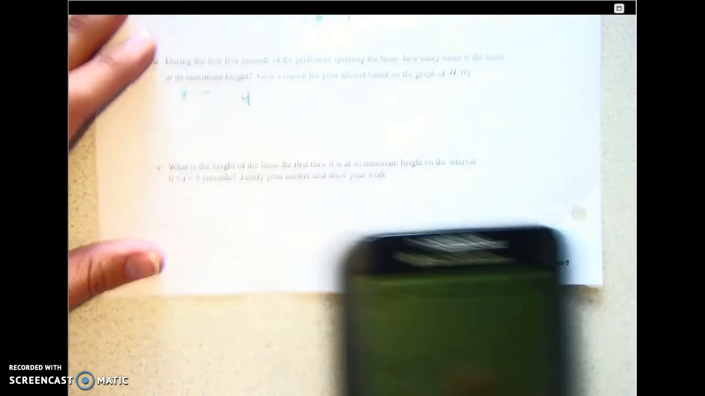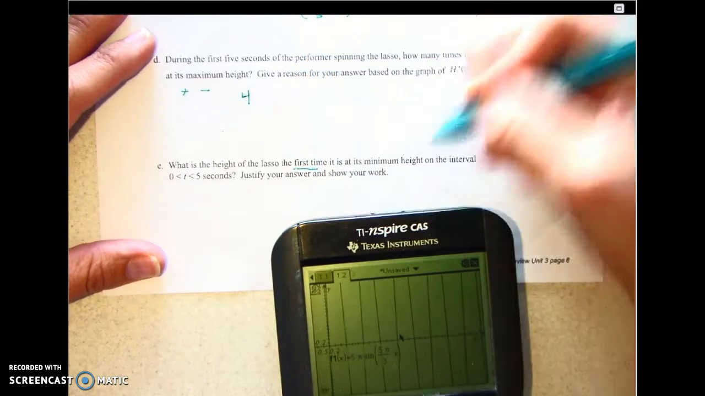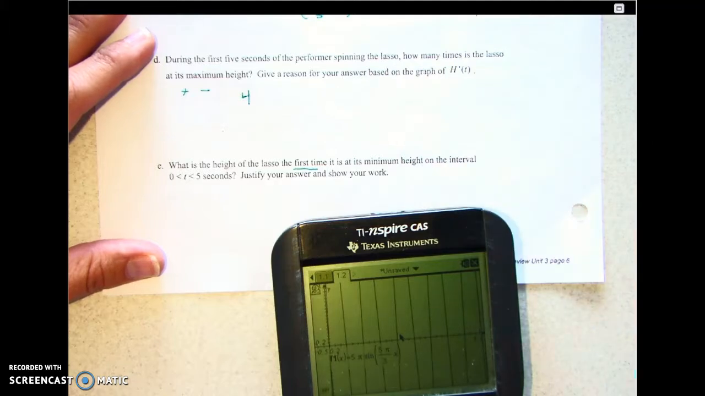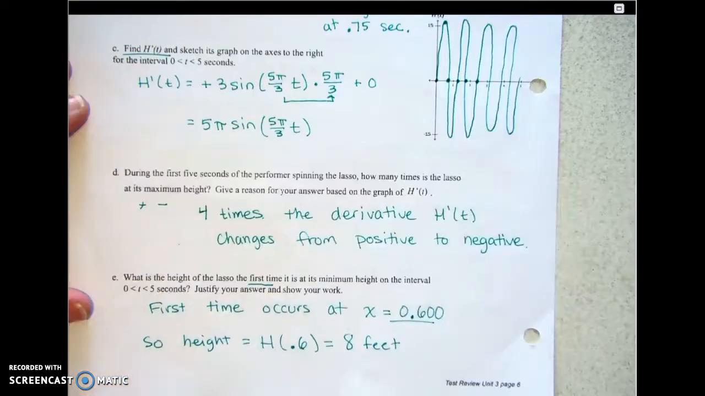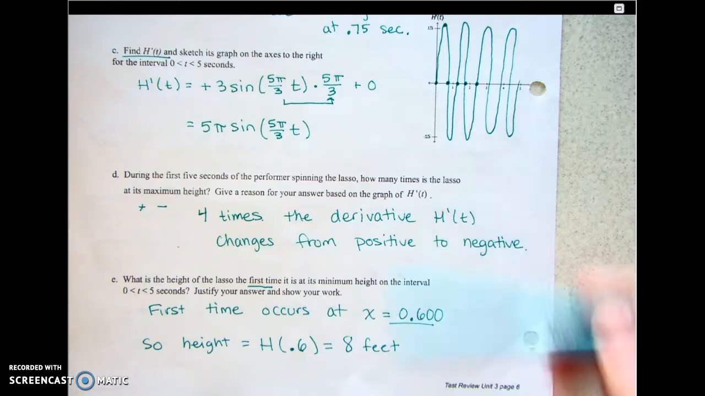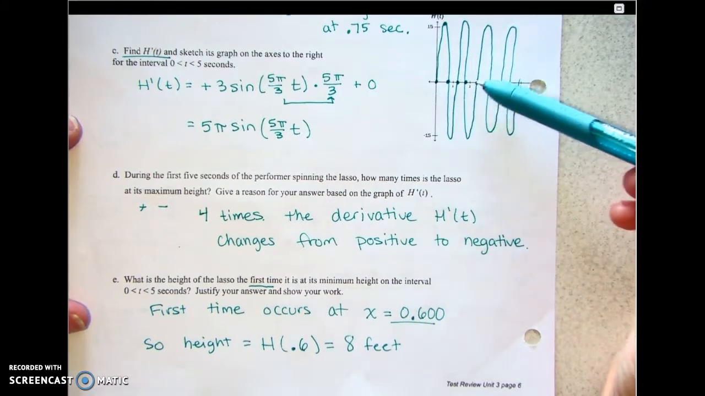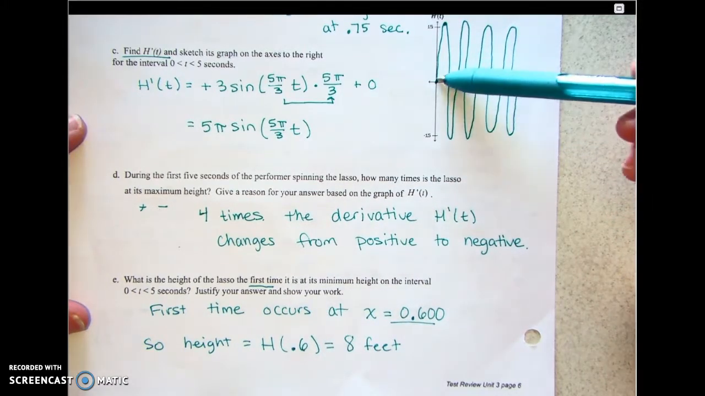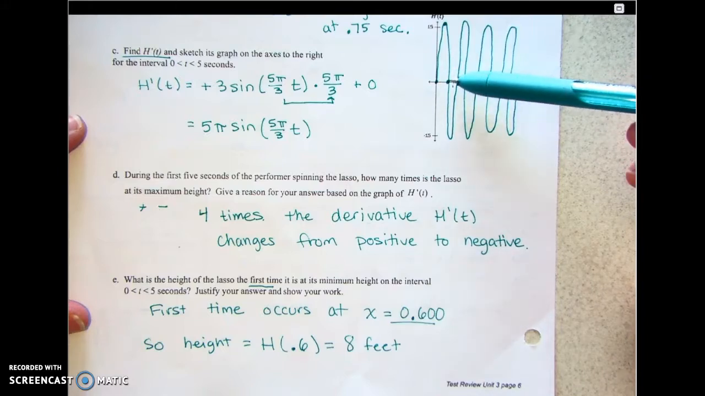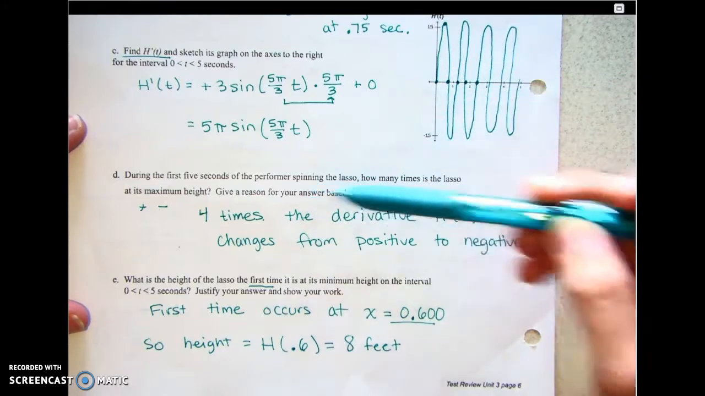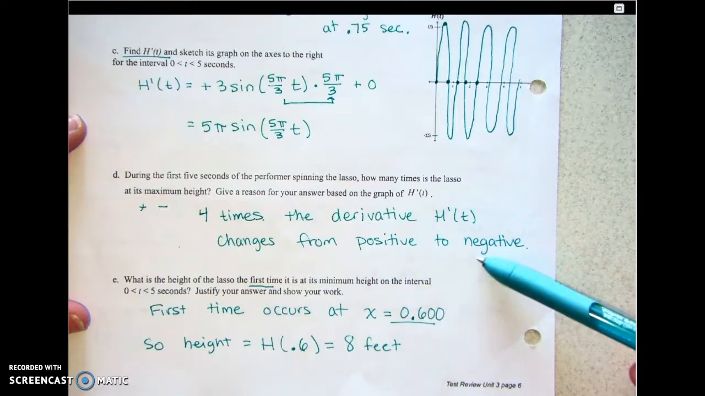What's the height of the lasso the first time it's at a maximum height? Okay, I'm going to pause and answer it. Okay, I went back and checked my work. It's all good. Our derivative is correct. My graph is beautiful, isn't it? I used trace to find these points, and it crosses 4 times. The derivative changes from positive to negative.